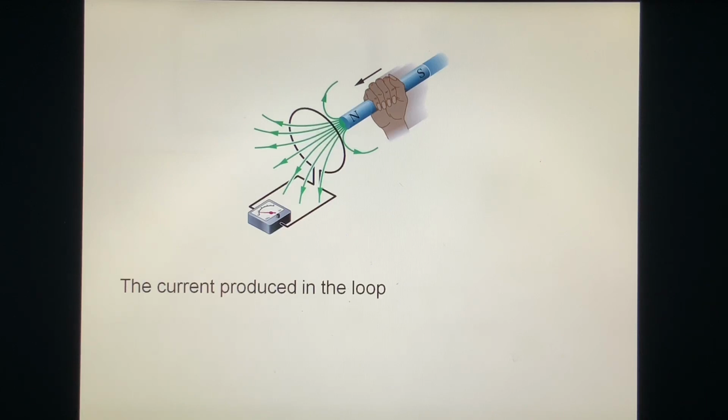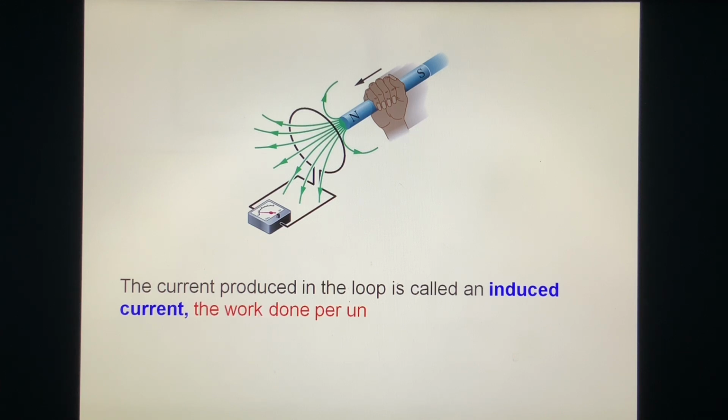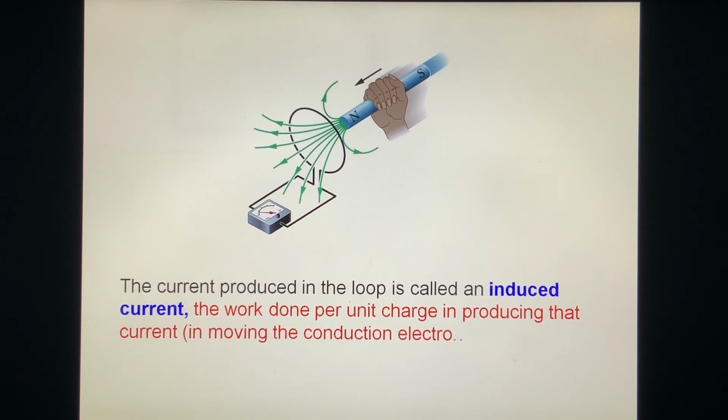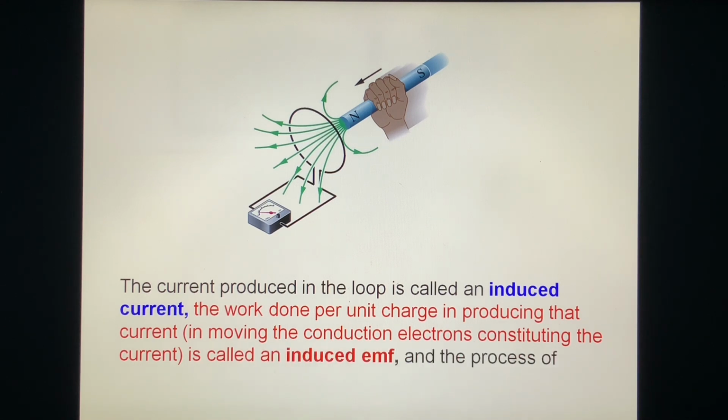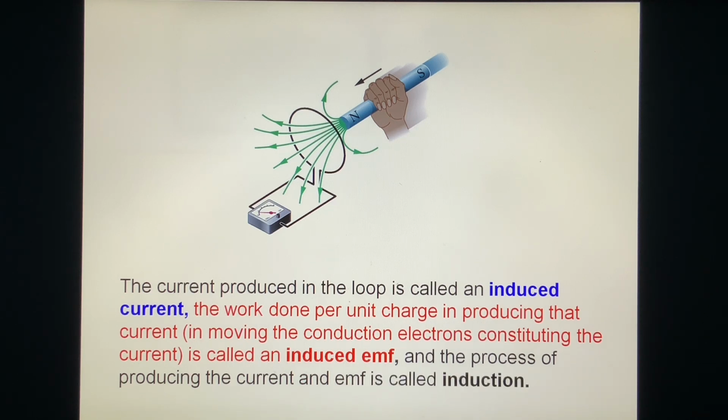The current produced in the loop is called an induced current. The work done per unit charge in producing that current, in moving the conducting electrons constituting the current, is called the induced electromotive force. And the process of producing the current and electromotive force is called induction.